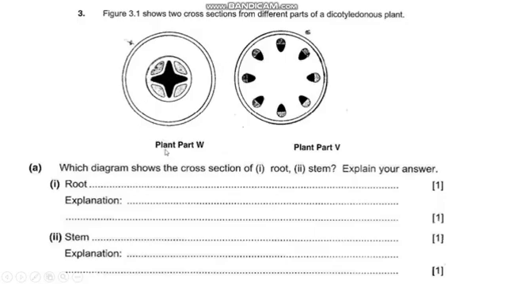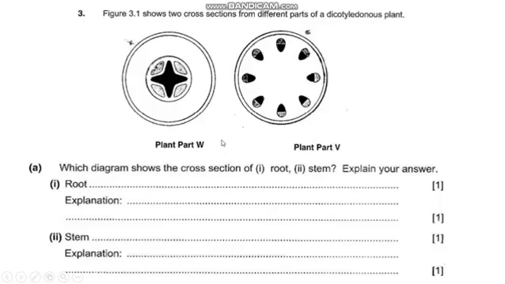So we have the plant part W, this one. We also have plant part V. So here is our question A. Which diagram shows the cross section of 1 root, 2 stem? Explain your answer. So we need to identify which diagram shows the section of the root and which diagram shows the section of the stem. So we have diagrams that are labeled plant part W and plant part V.